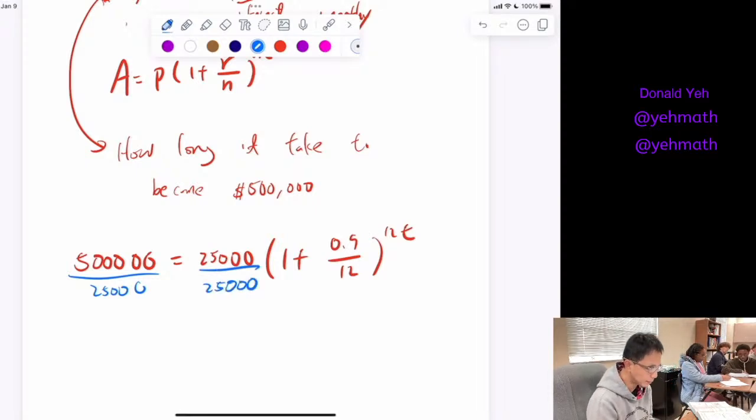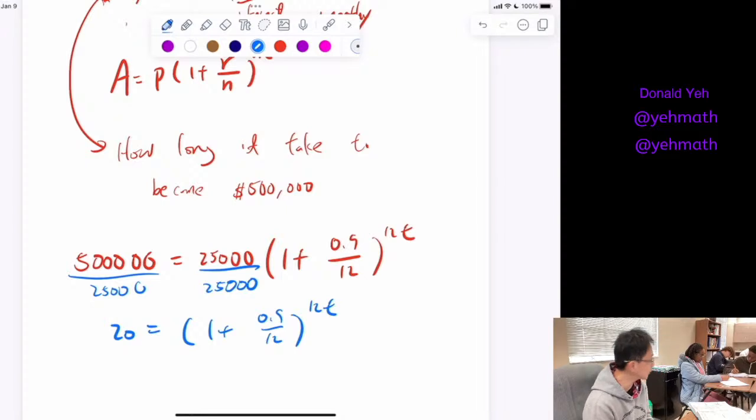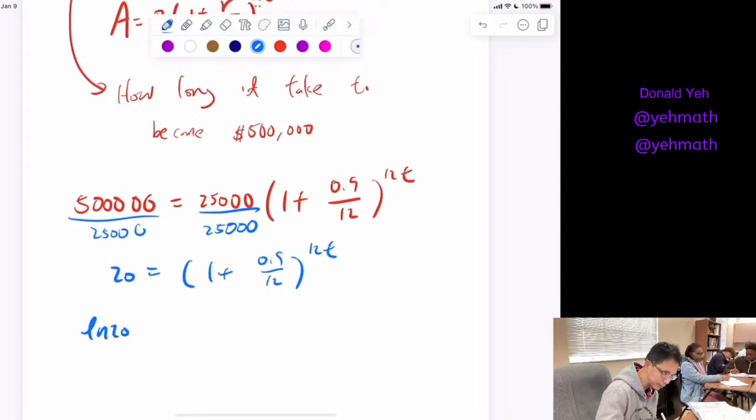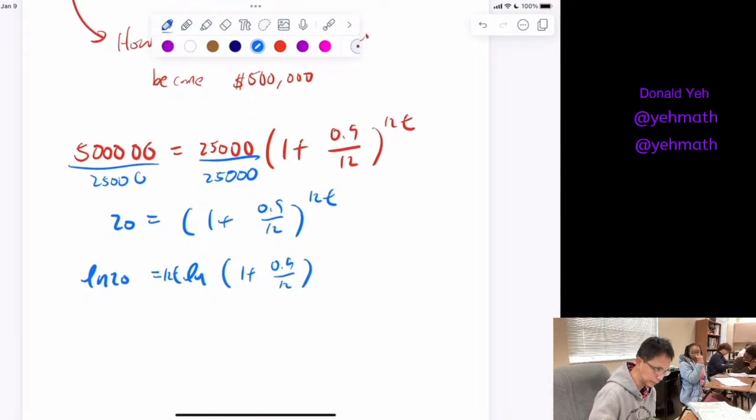What's $500,000 divided by 25,000? 20, good. You guys are good at math. 1 plus 0.9 over 12 to the 12t. How do I solve for t? How do you bring it down? Natural log again, good. And this 12t in the front. I don't know if you see what I'm saying. So that's a natural log of 20 equal to 12t.